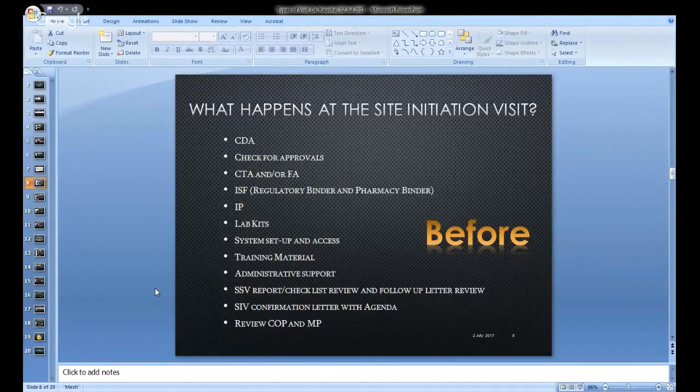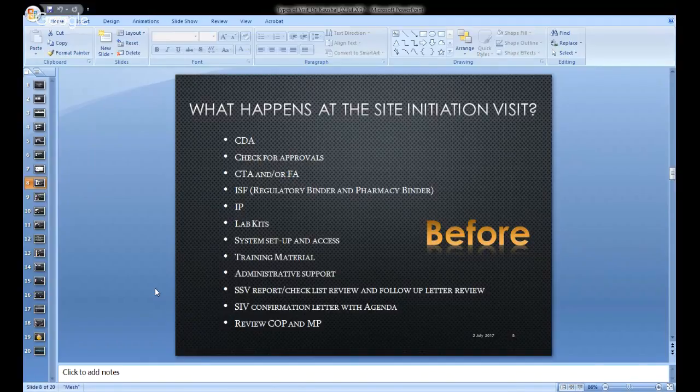Ensure that the IP is received at the site. IP, investigational product, yes, this has to be available at the site, as you would be talking on how it is to be stored, how it is to be dispensed, how it is to be returned, how it is to be documented. So ensure that the site is equipped with IP also.